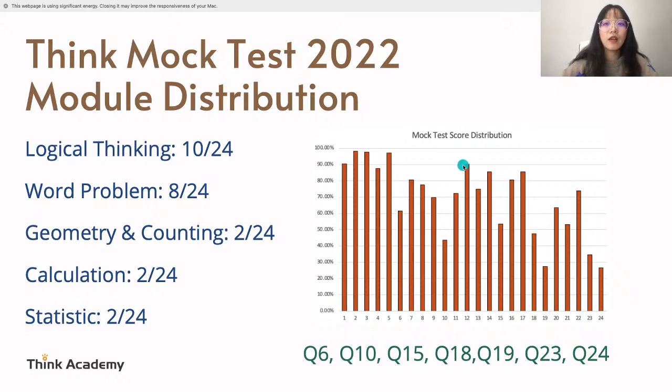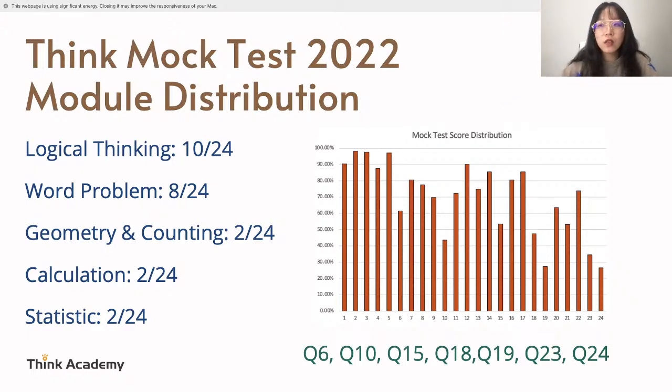As we can see from the distribution, at the very beginning the accuracy rate is quite high, but there are 8 problems, question 6, question 10, question 15, question 18, 19, 23, and 24, where the accuracy is extremely low. Within these 8 questions, 5 problems are within the 0.5 range. So as we move toward the end of the paper, the accuracy gets lower and lower, and students need to focus on improving that in order to score high at the end of the exam.